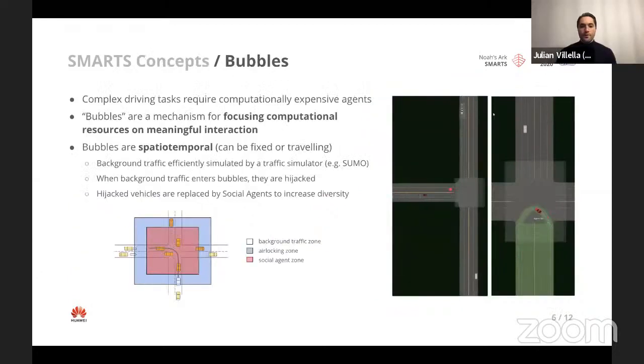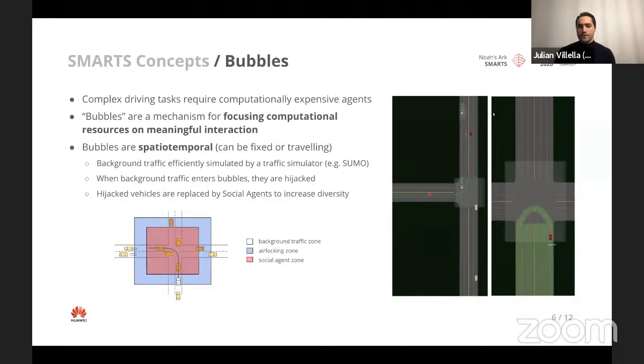The last point I want to mention before moving things over to Ming is about bubbles. What are they and why do we need them? Complex driving tasks likely require computationally expensive agents to navigate them, and bubbles are a mechanism that allows us to focus computational resources where it actually matters, on the meaningful interaction.